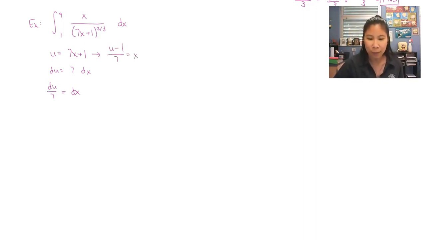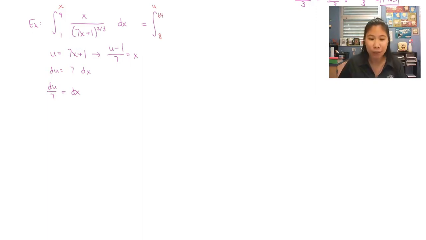All right, and from there, since I have endpoints, I'm also going to solve for u for my endpoints. That way I have everything in terms of u. Because remember, our endpoints start out in terms of x, so to plug them into the u equals 7x plus 1 equation, that'll give me endpoints in terms of u. So plugging the 1 into 7x plus 1, I end up with 8. And plugging the 9 into the 7x plus 1, I end up with 64.